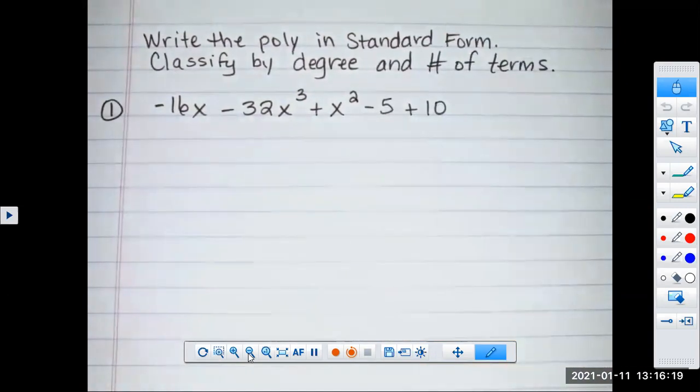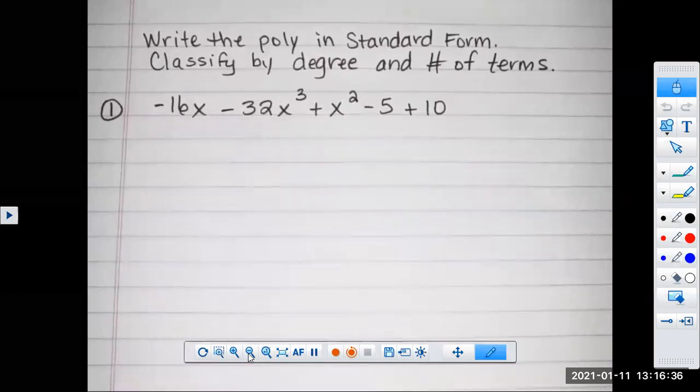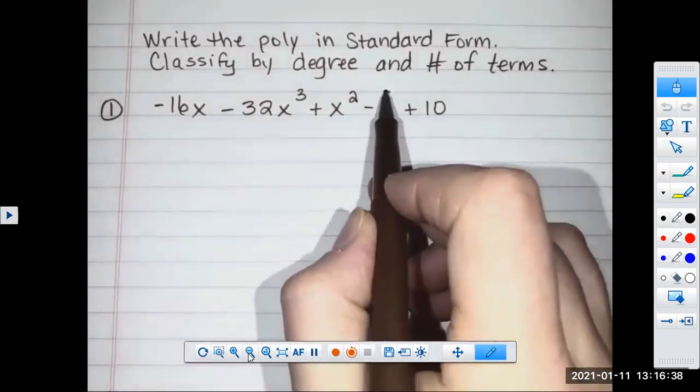The first thing you need to do in these problems is make sure that you can't combine any like terms, or that nothing needs to be done, before you classify it by degree and number of terms. So as you'll notice, go through and see if you have any like terms to combine, and you do at the end.